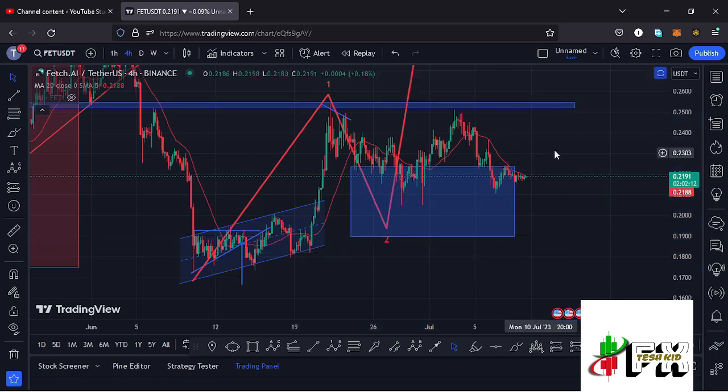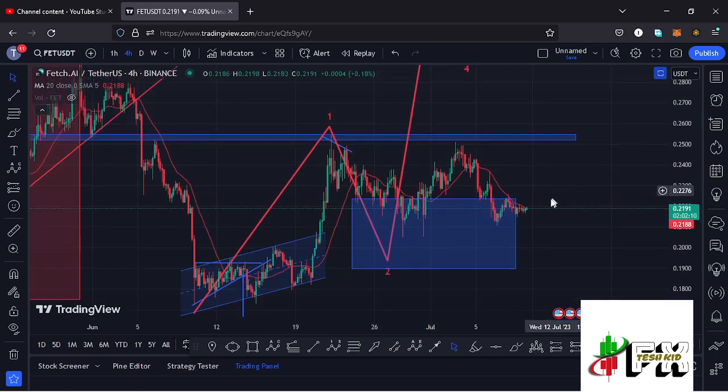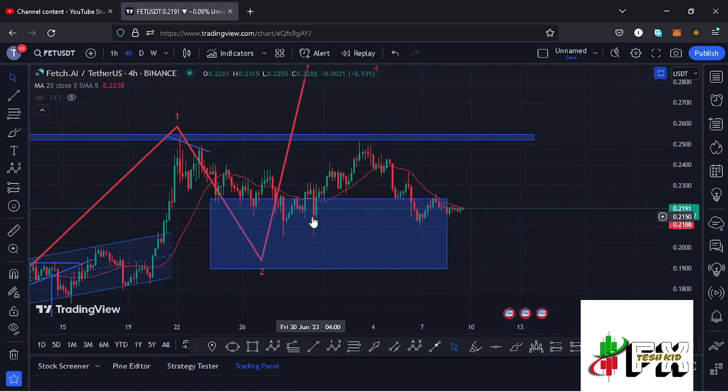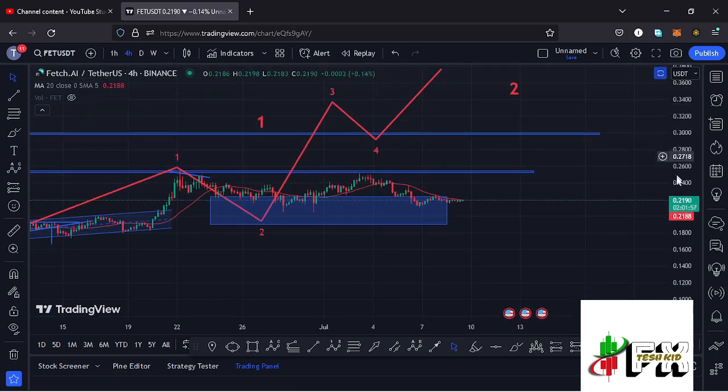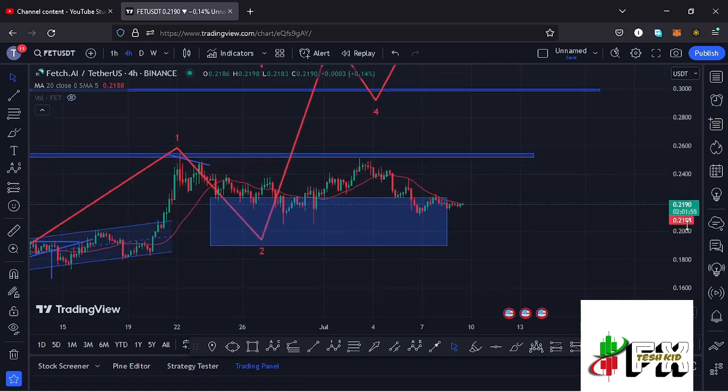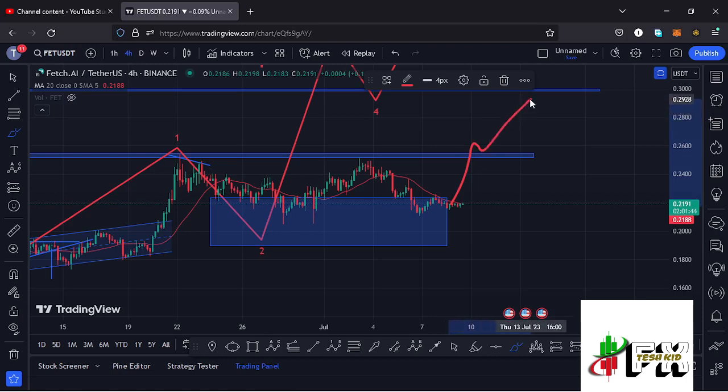And as a result of that, I have two possible scenarios. The first one is that there are high chances that the low for that wave 2 is now in, and soon we are going to see a reaction to the upper side in the start of an impulse in the formation of this wave 3. And for that move to play out, I'm expecting Fetch AI to break above resistance at around the $0.2553 mark, get a successful retest and continue gearing up.